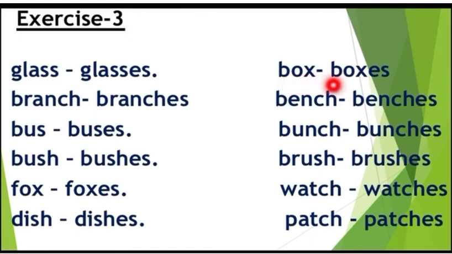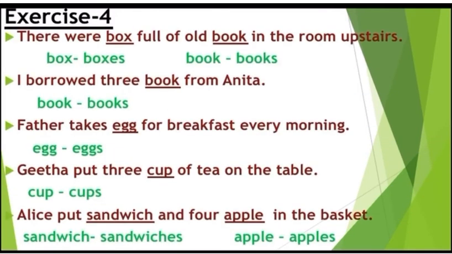Box will become boxes. Bench will become benches. Bunch will become bunches. Brush will become brushes. And watch will become watches. Patch will become patches. So all this, we have to follow the rule that whenever the word is ending with these letters, we have to add ES at the end. Let's move on to exercise 4, children.